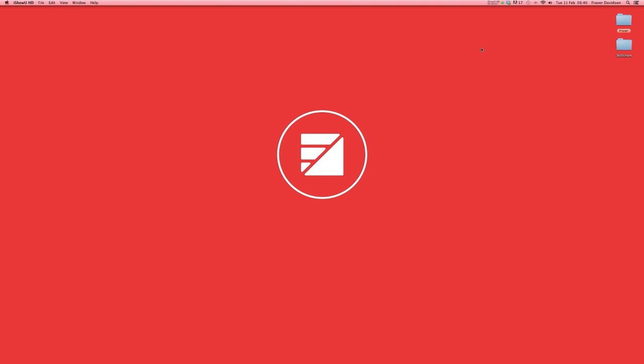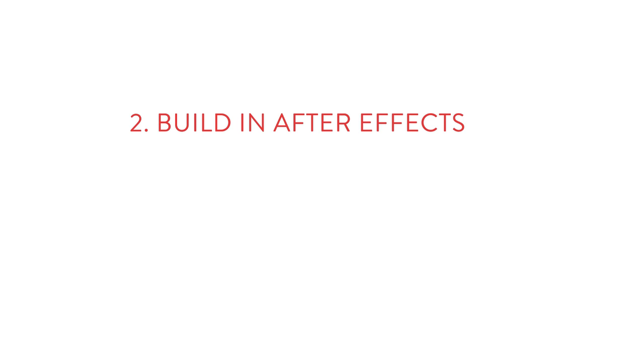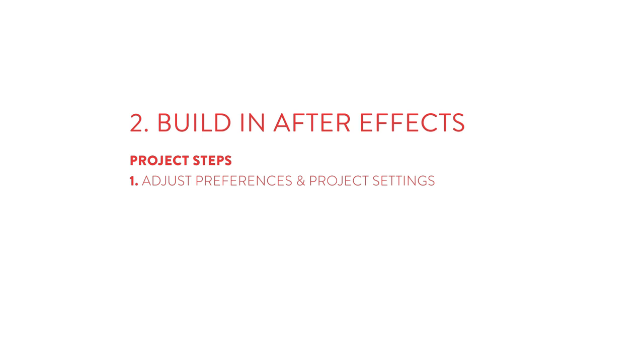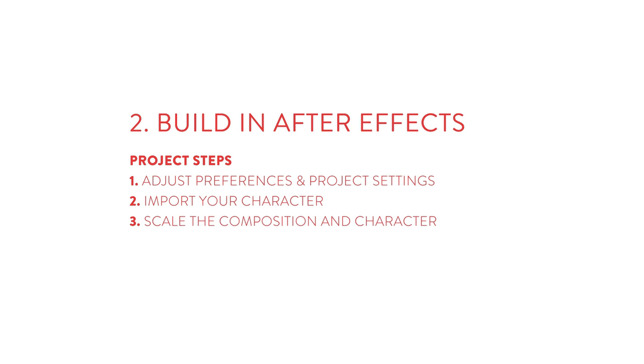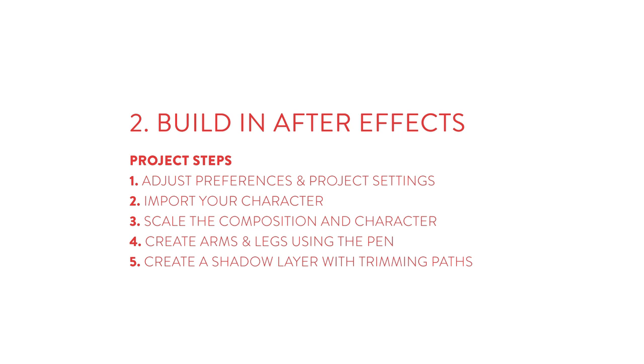Okay, welcome to part 2 of Create a Simple Animated Character Building in After Effects. In this section we're going to be adjusting our project settings and preferences. We're going to import our Illustrator character into After Effects. We're going to scale the comp and character. We're going to create arms and legs using the shapes and the pen tool. And finally we're going to be creating shadows using the trim path function.